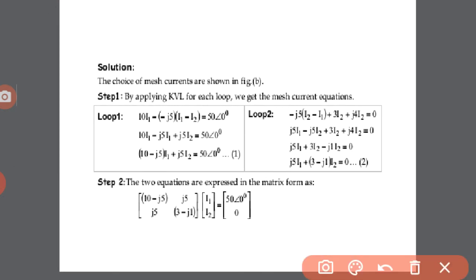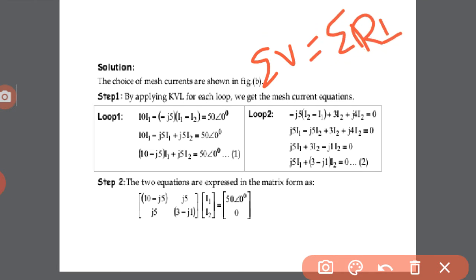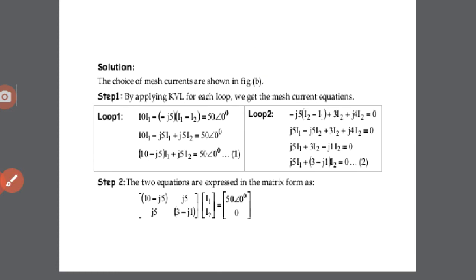By applying KVL, Kirchhoff's voltage law, the algebraic sum of voltage drops is equal to 0. That means the summation of V is equal to the summation of R into I, that is V equals IR. In the same way, by applying KVL, just look at that.